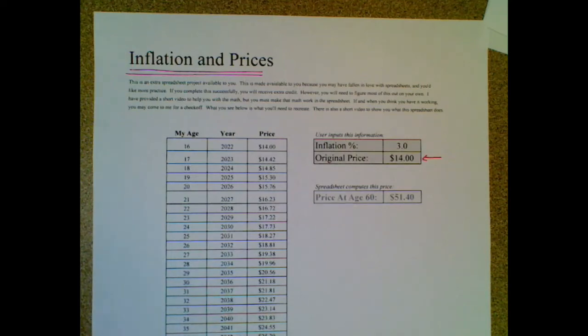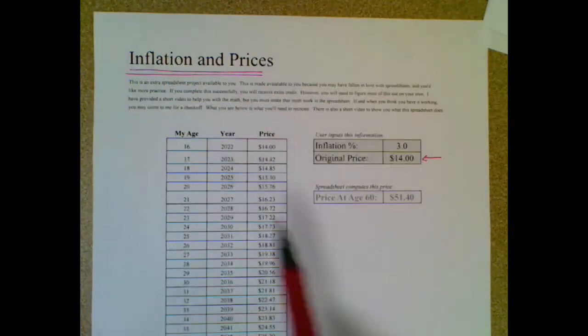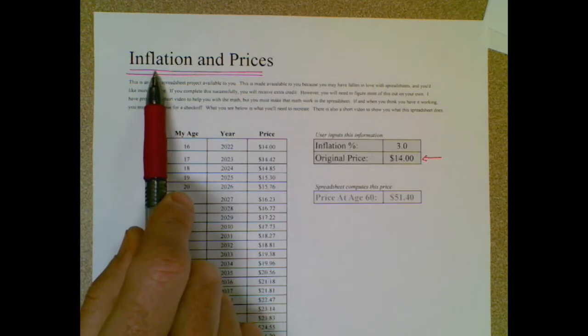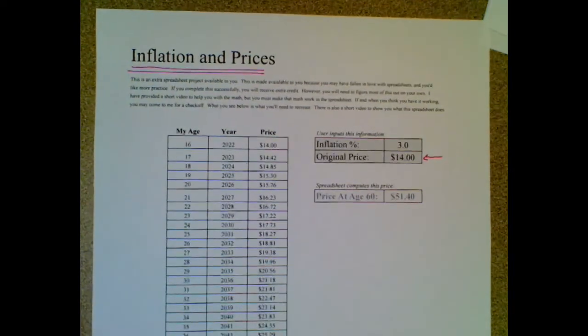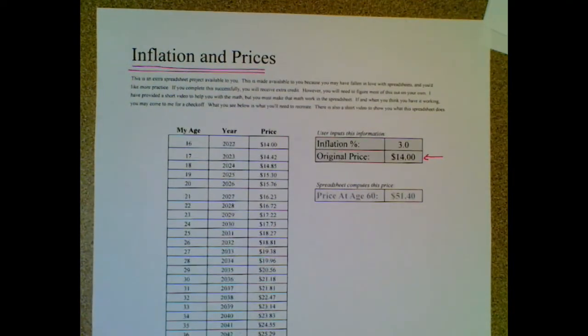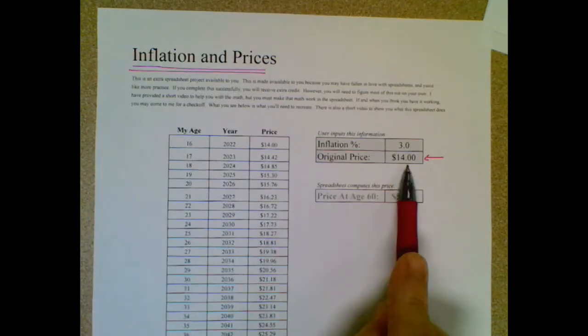I'm going to take a brief moment to go over a bonus spreadsheet project that you can do. And in this case, we're going to take a look at how spreadsheets can help you look at inflation and the price of things over time. So in our example, we have an original price of something. It's $14. We'll say that that is a Donato's pizza. You would type that in.